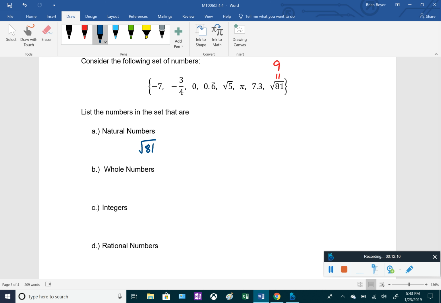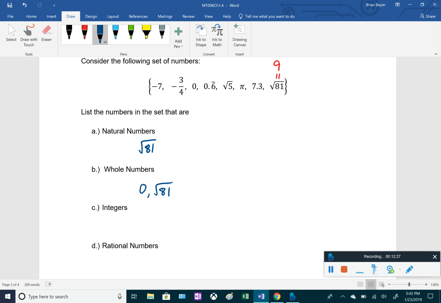But for whole numbers, we're looking for the numbers 0, 1, 2, 3, 4, 5, 6, 7, and so on. So we actually have 0 here. So 0 is a whole number, and so is that radical 81. There's nothing else in there that would be a whole number.